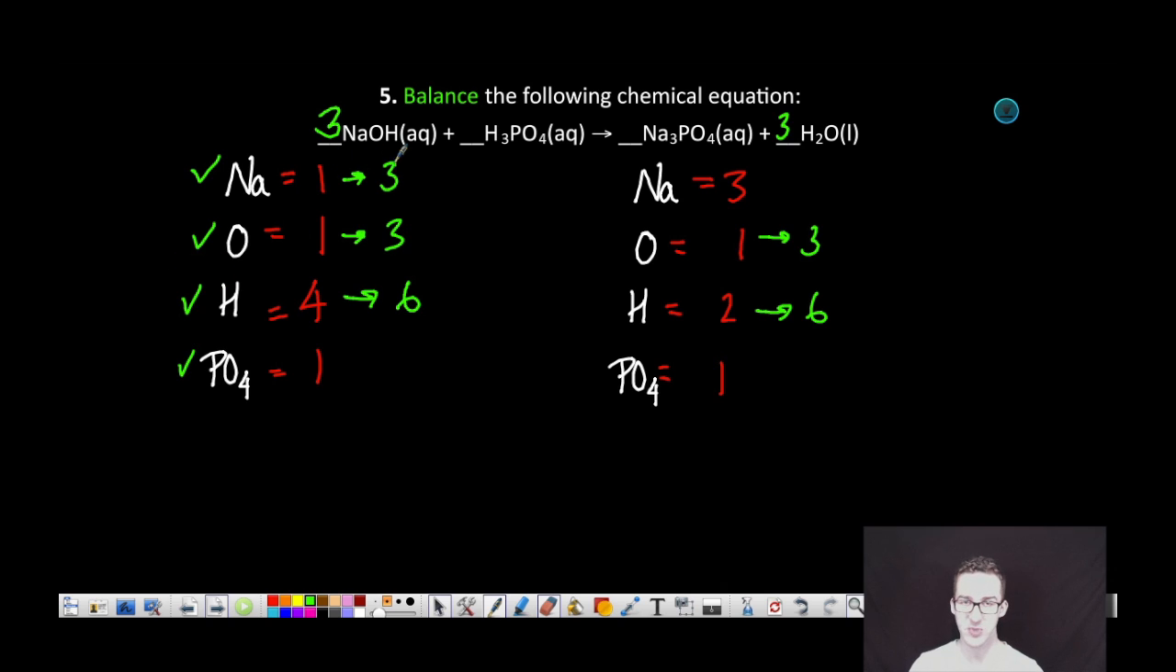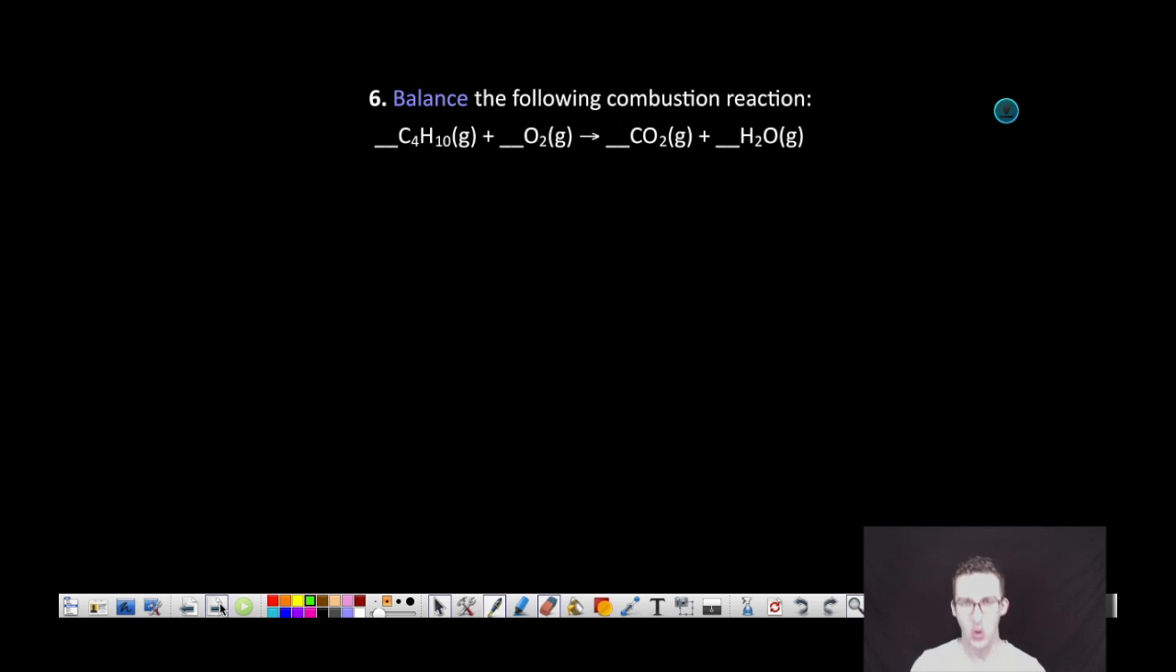Our coefficients in this balanced chemical equation are 3, 1, although you don't have to write the 1 in, it's not necessary, and 3. Boom, done. Question number 6.